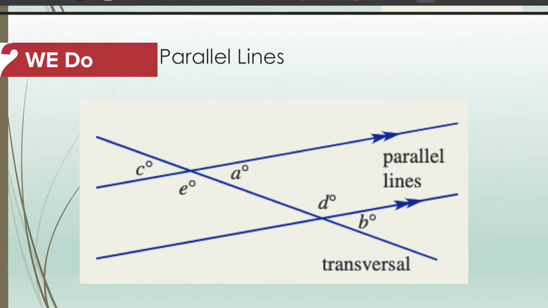What I want us to do here is identify as many angles as we can that are the same. If you think you're confident in doing this without me, then go ahead and try and do it. I'm going to walk through it now. So we have A and B are equal because they are corresponding.